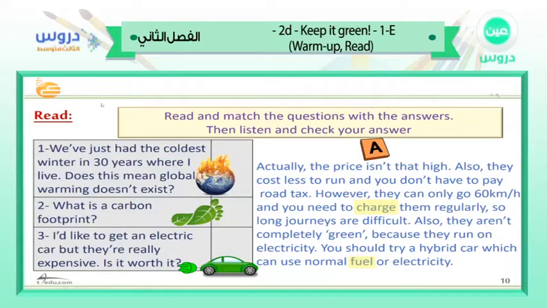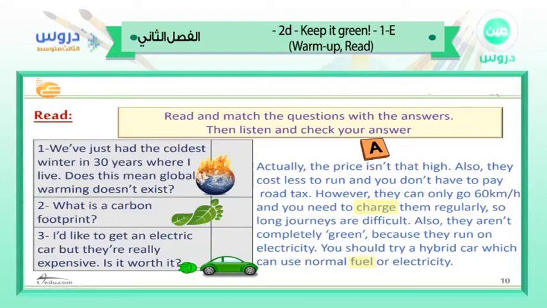Now, look at 2D, Keep it green, reading. We are going to read and match the questions with the answers. Then we are going to listen and check the answers. Let's see. We've just had the coldest winter in 30 years where I live. Does this mean global warming doesn't exist? What is a carbon footprint? I'd like to get an electric car, but they're really expensive. Is it worth it? So we're going to speak here about global warming, and then here about the carbon footprint, and here about electric cars, okay? So let's read, listen carefully to the audio, and then we're going to answer.